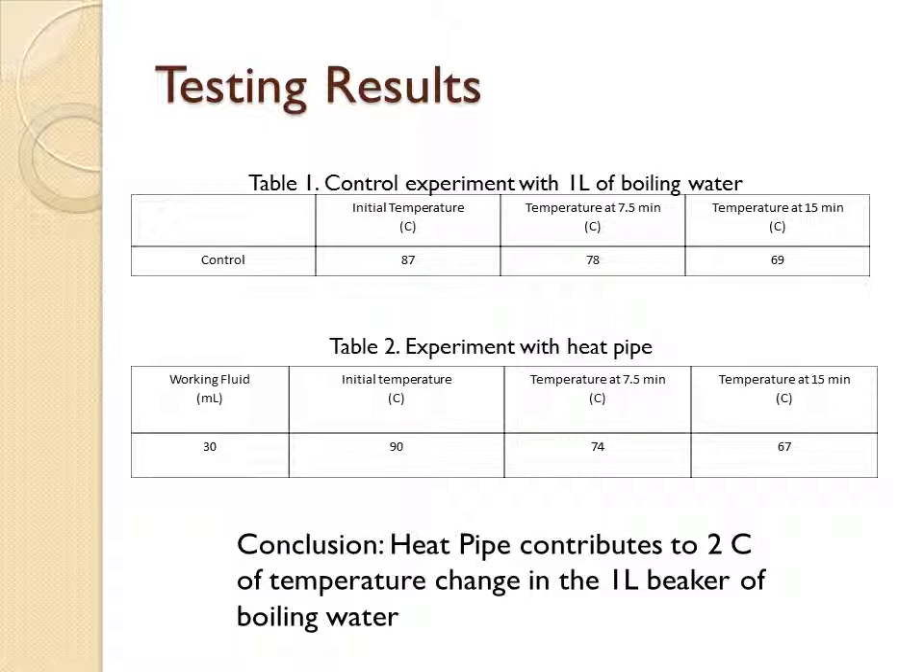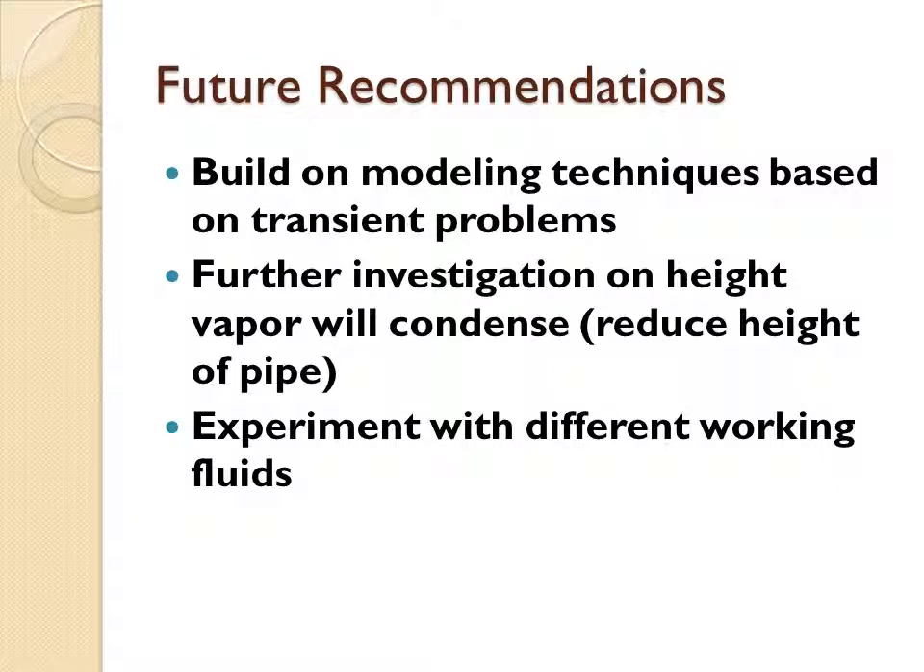Table 2 involves the experiment with the heat pipe. The working fluid in this case was water and a volume of 30 milliliters. The initial temperature was 90 degrees and then the final temperature after 15 minutes was 67 degrees. From this, a conclusion was made that the heat pipe contributes 2 degrees Celsius of temperature change to the 1 liter beaker of boiling water.